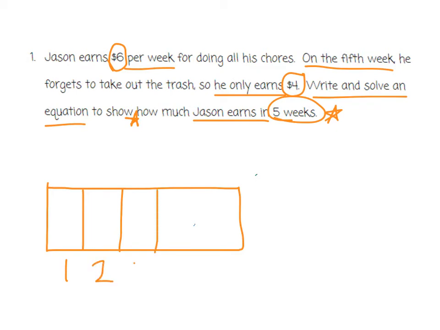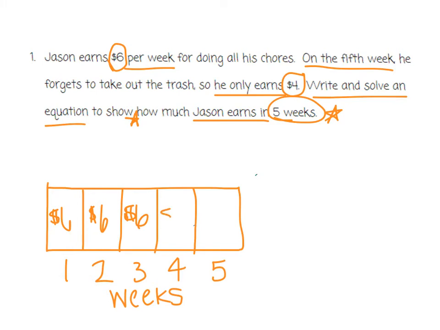So week 3, week 4, and week 5. So I'm going to write the weeks at the bottom of my tape diagram. It says that he earned $6 per week, except he forgot on the 5th week to take out the trash. So he only earned $4. So I'm going to mark that with $4.